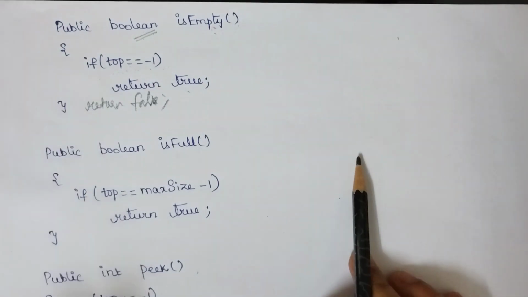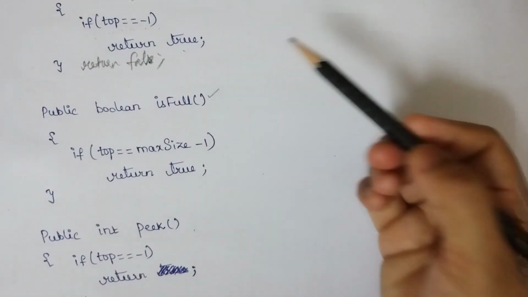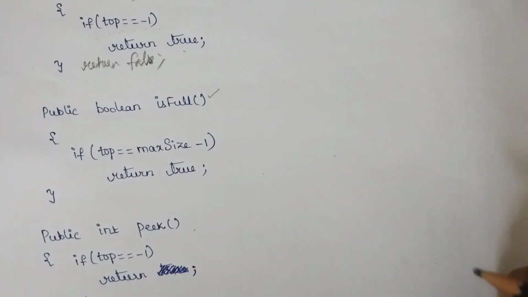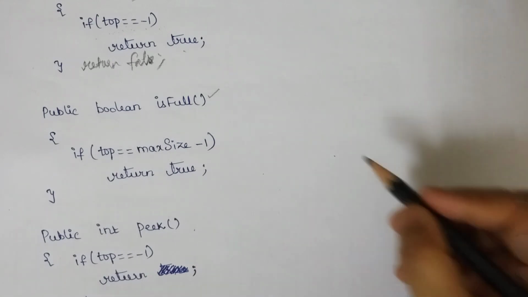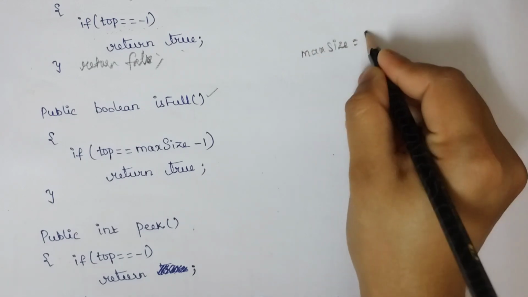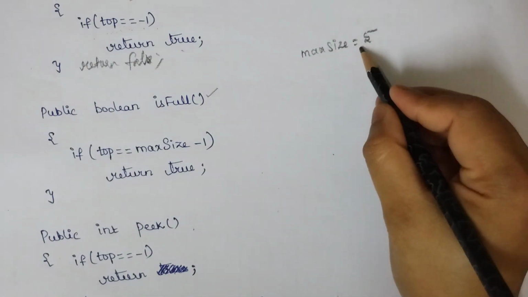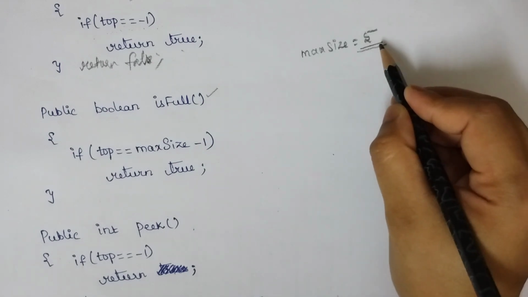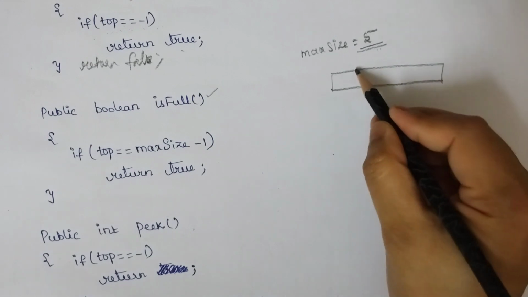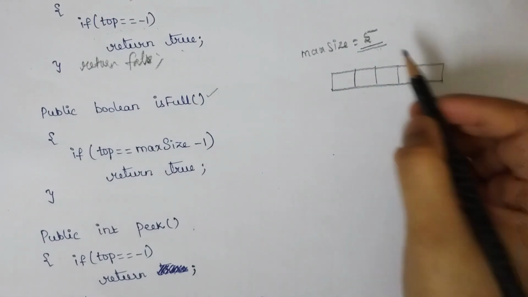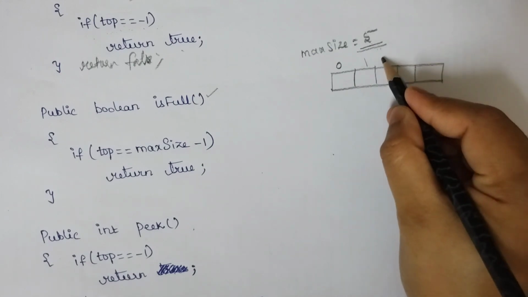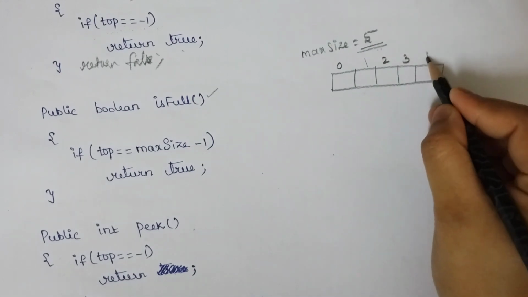Then coming to the next condition, is full. So when does your stack become full? Once it reaches the maximum size you allocated for the array. For example, if the maximum size of an array is given as 5, the size of the array is 5 now, and it can hold 5 elements. But coming to the index value, how does the index start and end in an array of size 5? It starts from 0, 1, 2, 3 and it ends at 4.